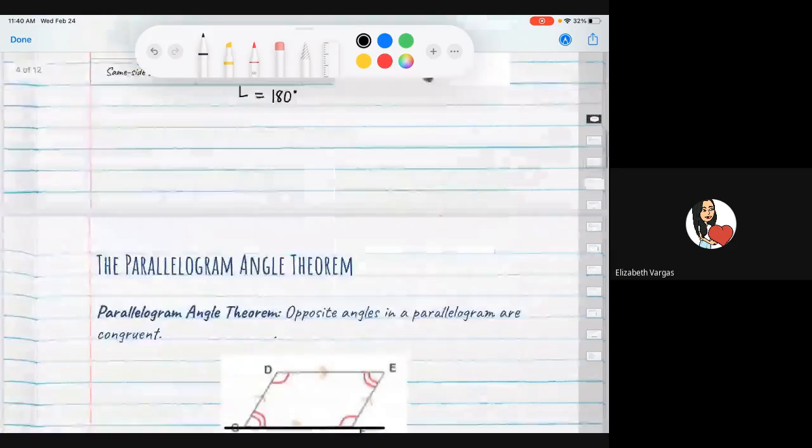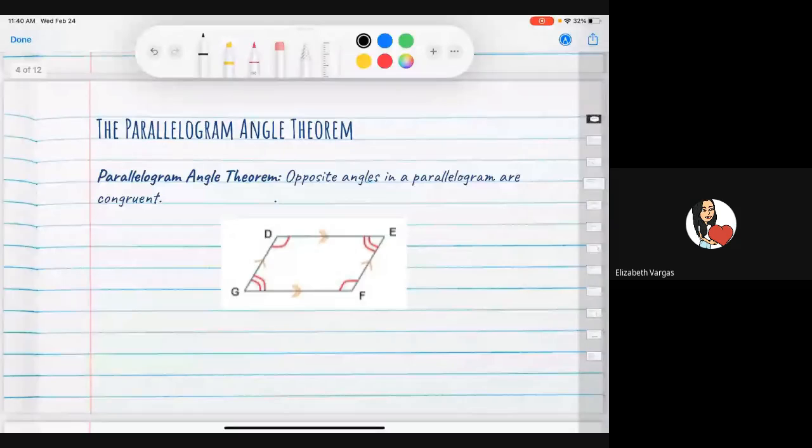All right? Okay, so now let's get into parallelograms. So the first thing we're going to look at is the parallelogram angle theorem. And this one's pretty straightforward. It just says that opposite angles in a parallelogram are congruent. Opposite meaning opposite sides of each other. So these two are opposite sides of each other, so they would be congruent to each other. And these two on opposite sides of each other, so they would be congruent to each other. So for example, if this was equal to 80 degrees, then this would be equal to 80 degrees. If this was equal to 100 degrees, then this would be equal to 100 degrees. So that's the parallelogram angle theorem. Basically, the opposites would be congruent to each other.